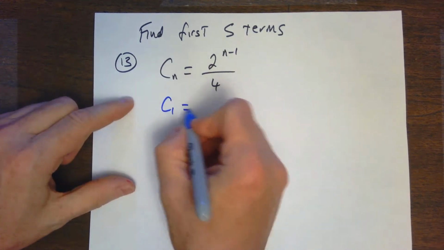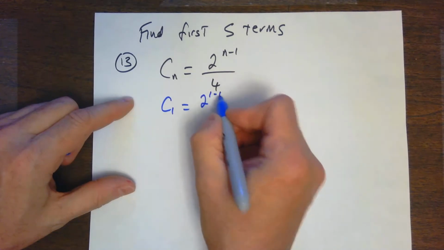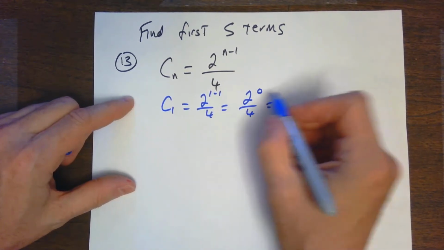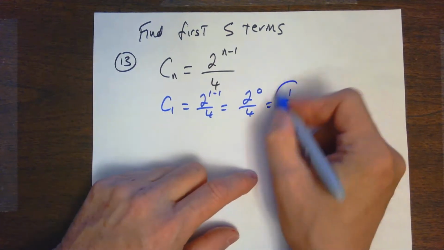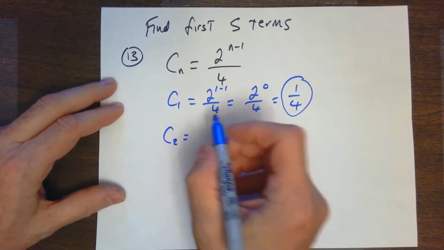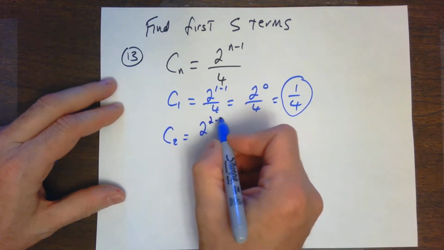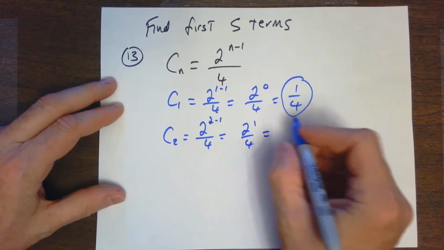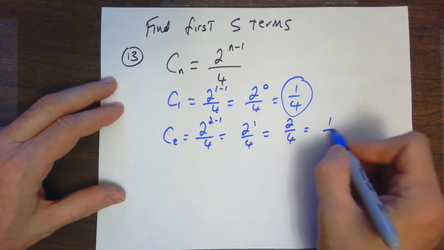C sub 1, my first term, is 2 to the 1 minus 1 over 4, which is 2 to the 0 over 4. 2 to the 0 is 1, so my first term is 1/4. C sub 2, my second term, is 2 to the 2 minus 1 over 4, which is 2 to the first over 4, 2 over 4, which is 1/2.